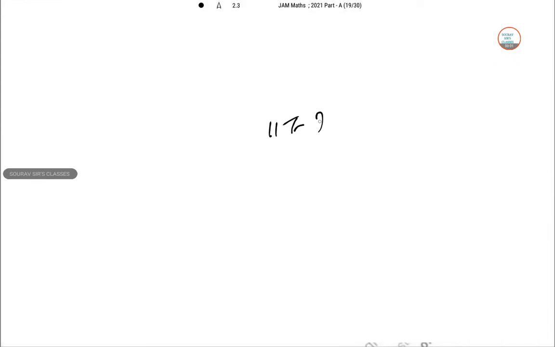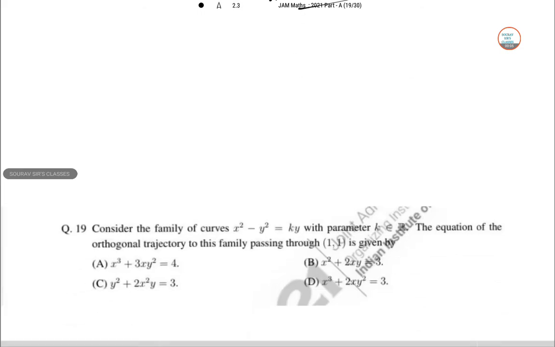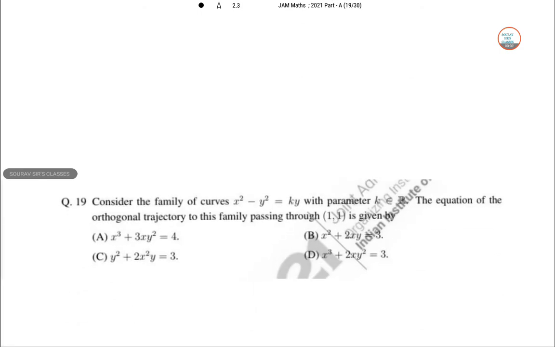Hello students, this video is the IIT JAM 2021 solution. Today we are solving question number 19.